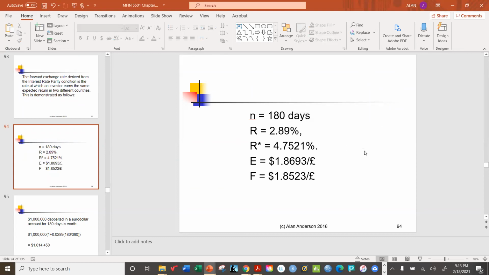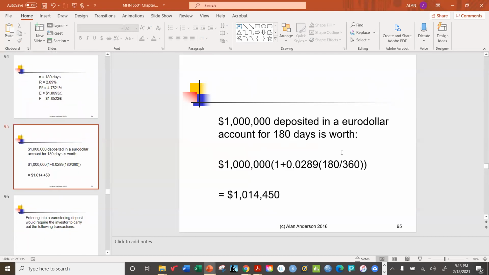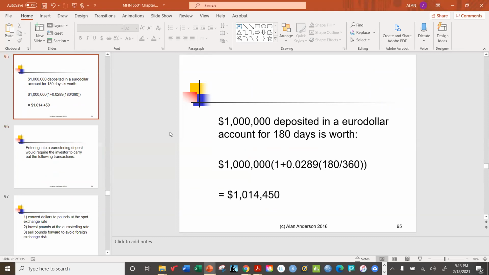Because remember, we're treating years as having 360 days. So let's say I start with $1 million. In 180 days, I'll have $1,014,450. And if you notice what I've done, I've multiplied the $1 million times 1 plus the interest rate of 2.89% on an annual basis, but because I'm only holding the money for 6 months, I'm actually only earning half of this, 1.445%. And so in 6 months, the balance in my eurodollar deposit will be worth $1,014,450.